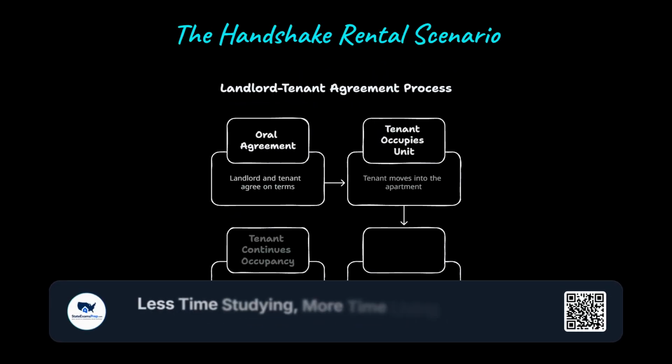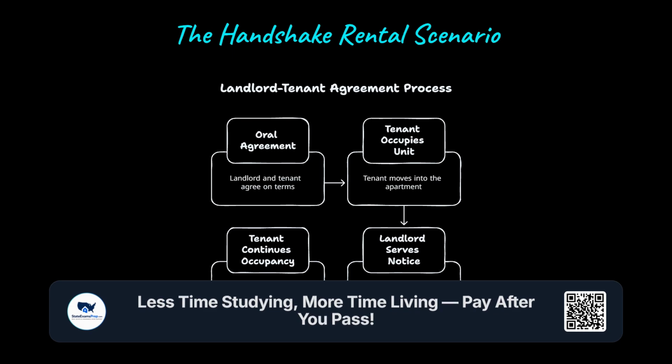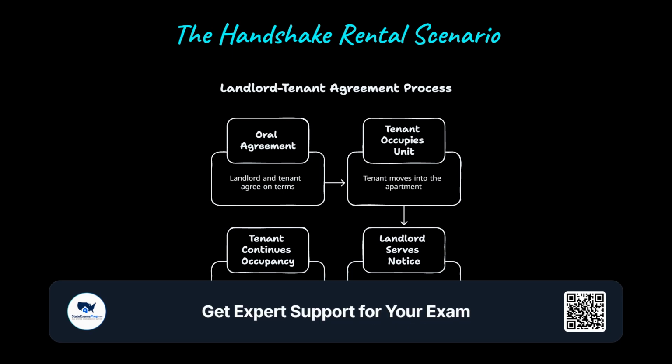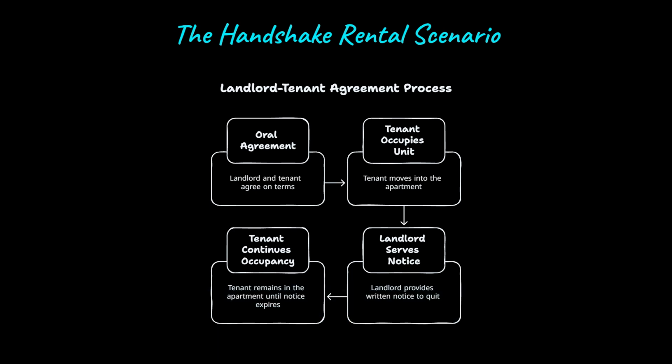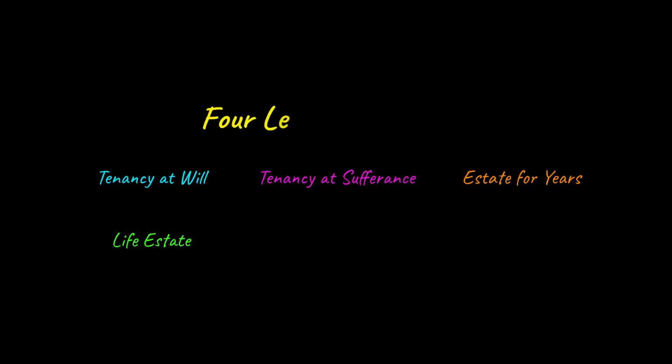Picture a landlord renting the second floor unit of a triple-decker on a handshake, with rent due monthly and no paperwork signed. That tenant holds a tenancy at will, and if the landlord wants it to end, he can't just change the locks. He must serve a proper notice to quit.